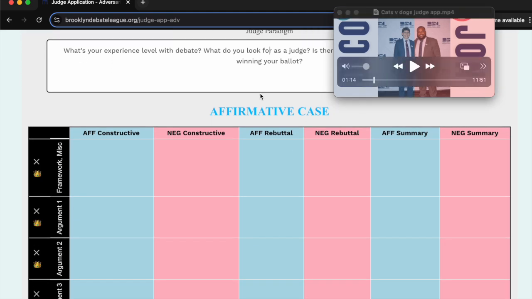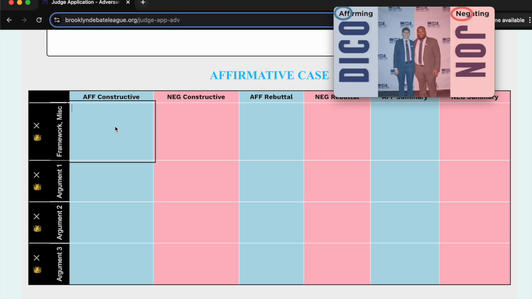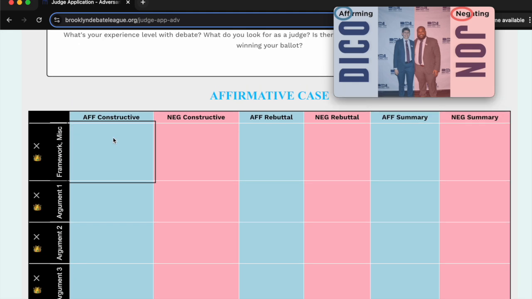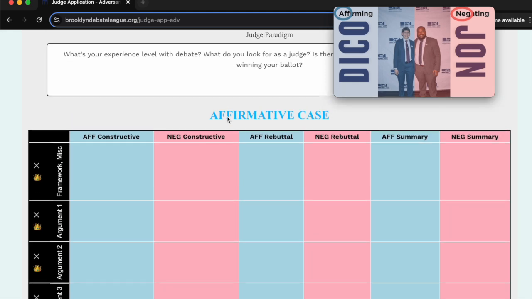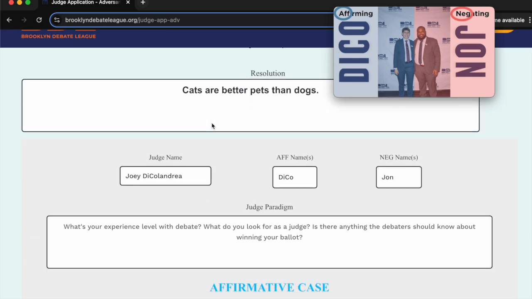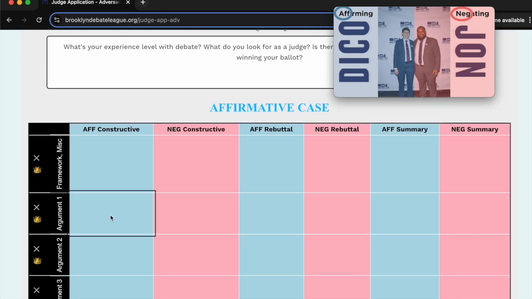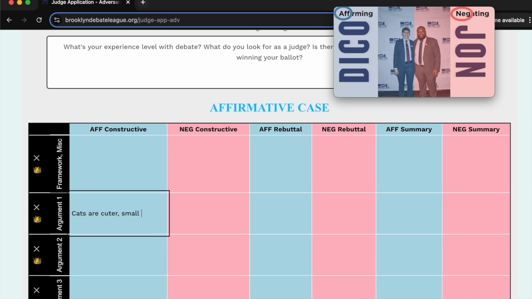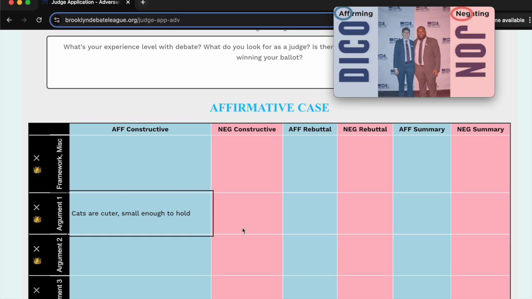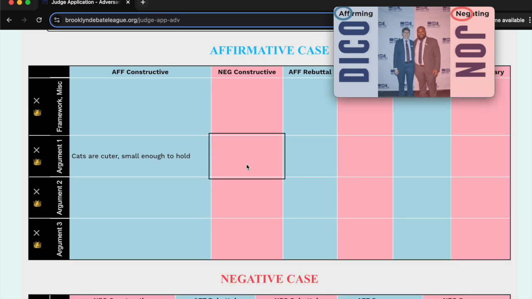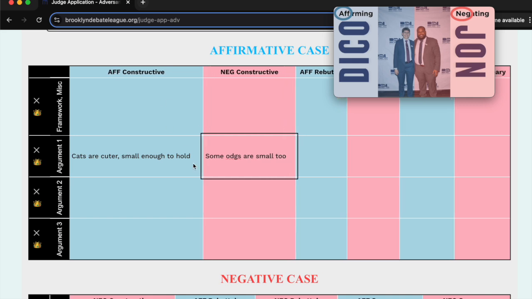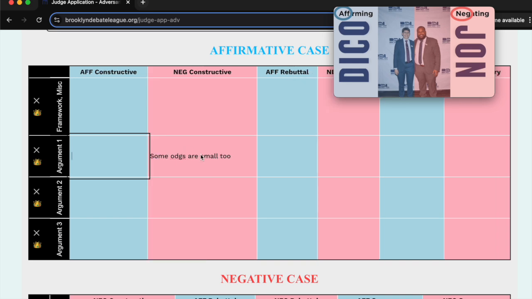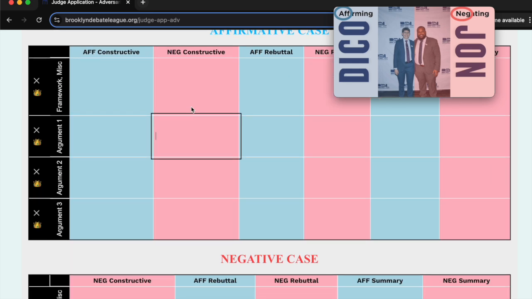In a second, we're going to walk through how to flow the debate using these charts down here. But basically, the affirmative case is going to be saying, yes, cats are better pets than dogs. It might say something like, I don't know, cats are cuter, they're small enough to hold. And then the neg might respond by saying something like, some dogs are small too. We're going to go through an entire debate if you've never used one of these before. But before we do that, I just want to keep walking through the other parts of the ballot here.